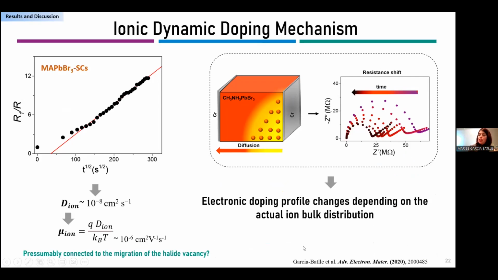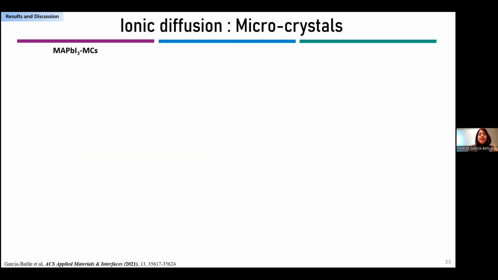So basically the electronic doping profile depends on how the ion bulk distribution is. And we can record this by observing the resistance shift. This is the main idea of the ionic dynamic doping mechanism.